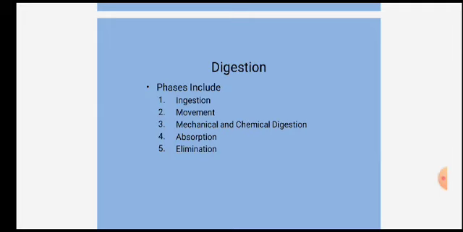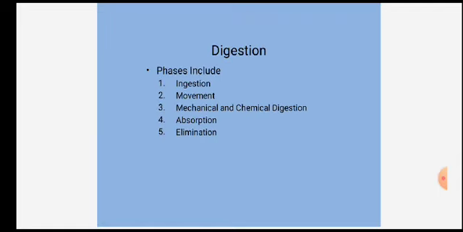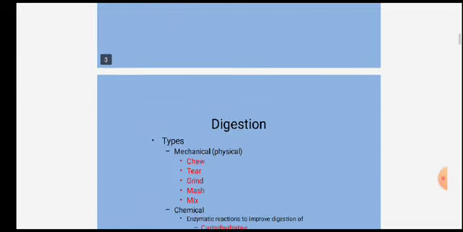What is the definition of digestion? Digestion is nothing but converting the complex molecule into a simple one. When we take food material, it undergoes different types of processes. Those are the phases included in digestion. The first is ingestion, the second is movement, the third is mechanical and chemical digestion, the fourth is absorption, and the last is elimination.